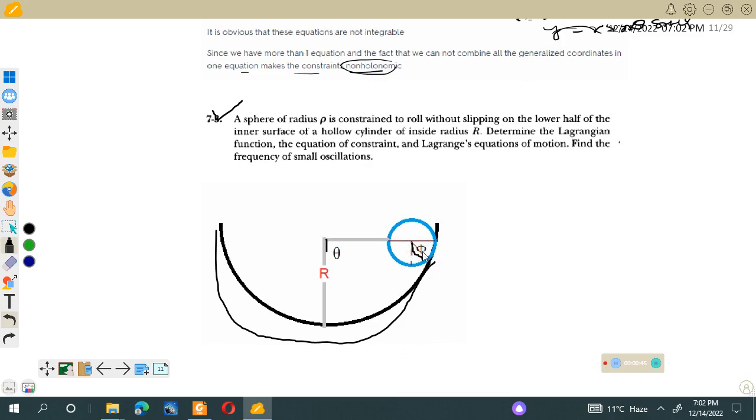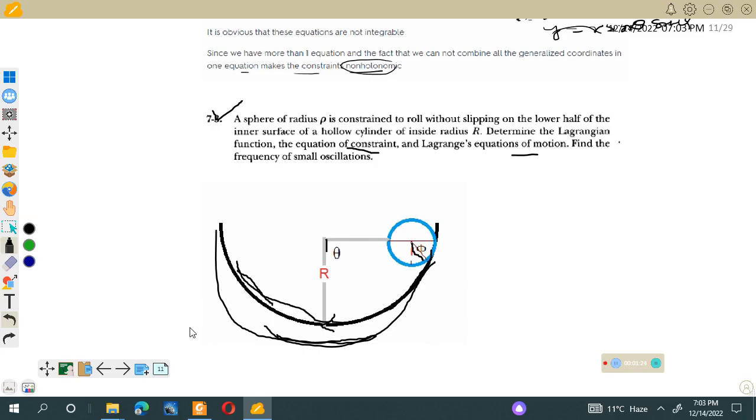First, we have to find the Lagrangian for this and the equation of the constraint, and the Lagrange equations of motion. Then find the frequency of small oscillation. You know that if this body comes to its lower position here, it will not stop due to inertia. It will go to the other side, and again it will come down and start a to-and-fro motion, which will be like a simple harmonic motion. This means we have to prove that this motion is simple harmonic, and then we need to find the frequency of that small oscillation. So let's go to its solution.